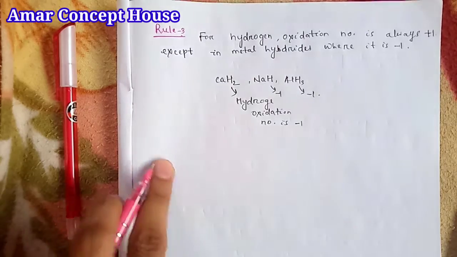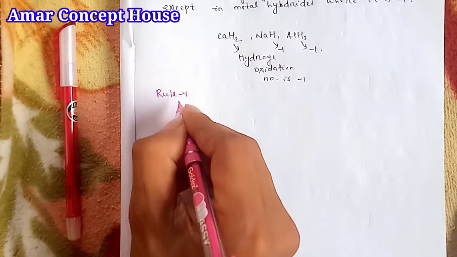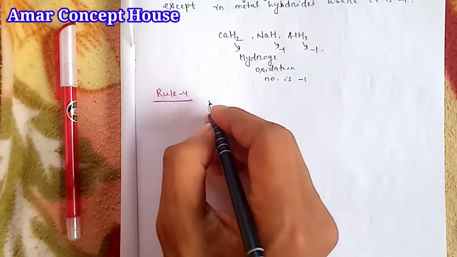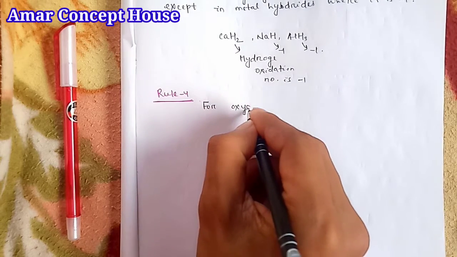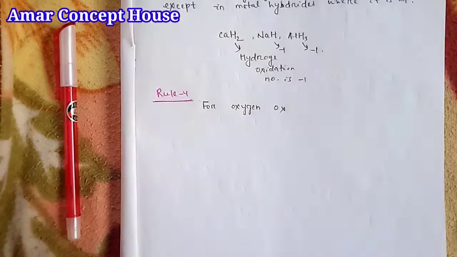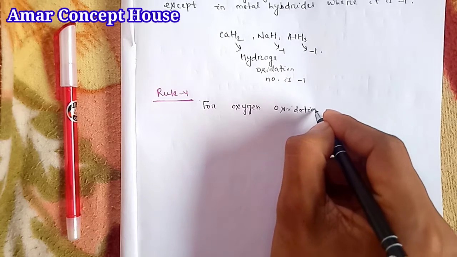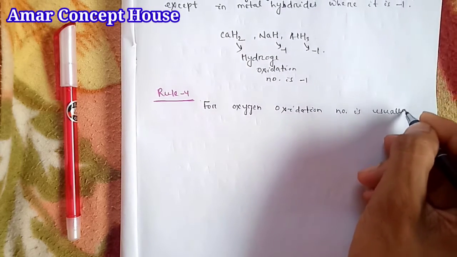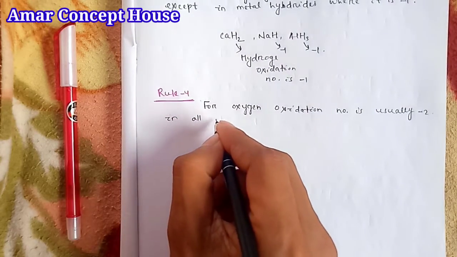Now come to rule number 4. Rule number 4 is for oxygen: the oxidation number is usually -2 in all compounds except in peroxides and OF2, that means oxygen difluoride. Except these two, the oxidation number of oxygen is -2.